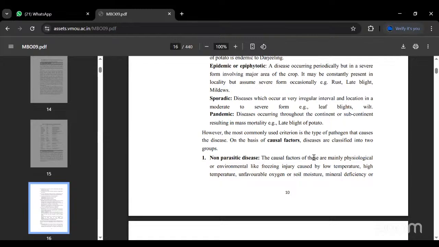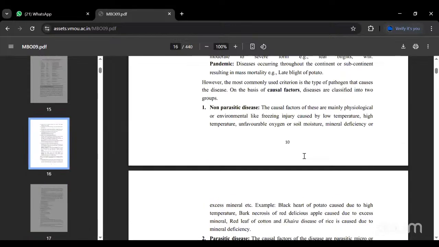however, the most commonly used criterion is the type of pathogen that causes the disease, on the basis of causal factors. Diseases are classified into non-parasitic diseases and parasitic diseases. So they can be classified into two types: non-parasitic and parasitic.